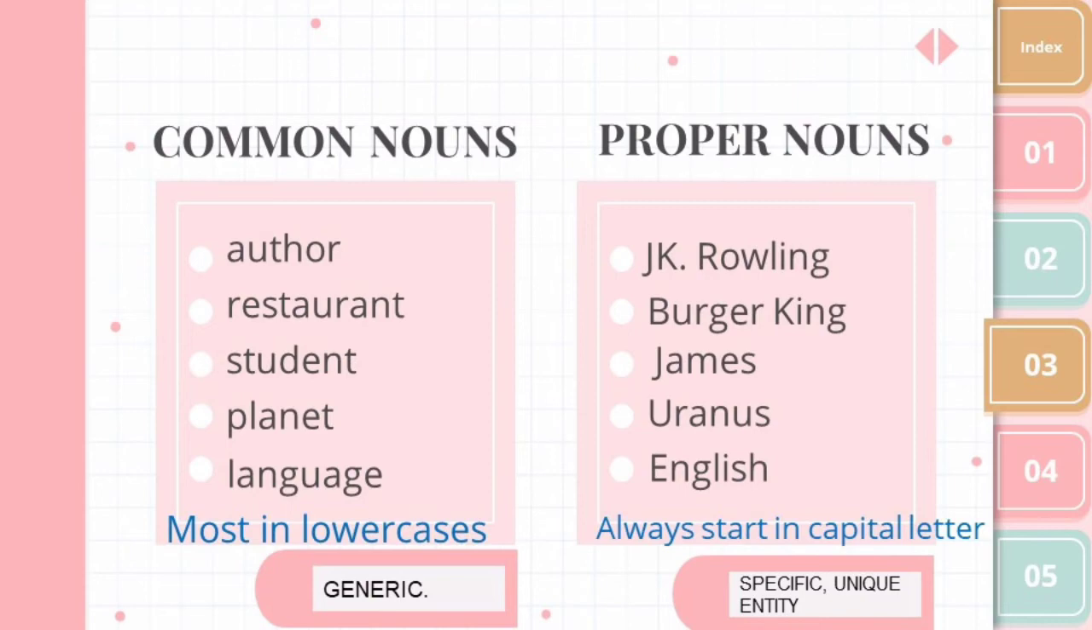You can see in the examples, most of the common nouns are written in lower case. We only use those common nouns with capital letters if those nouns come at the beginning of the sentence. Meanwhile, we always use capital letters for writing the proper nouns. We have to write them with capital letters even though they are in the middle of the sentence or even at the end of the sentence.